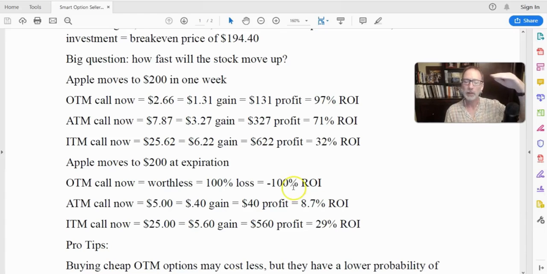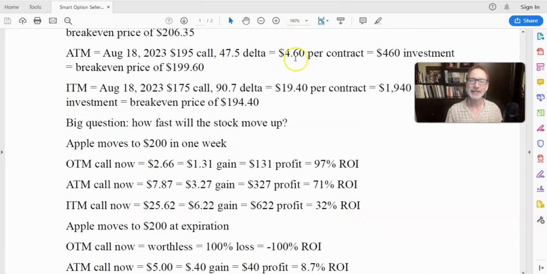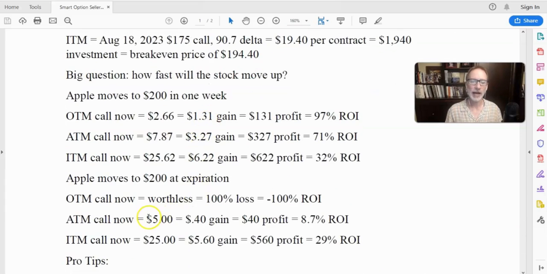You lose all your money when you bought the out-of-the-money call because Apple didn't get up to your break-even in enough time. The at-the-money call will now be worth $5 at expiration. So Apple's at $200 now. You bought the 195 call, so that's a $5 intrinsic value for the option, so it's worth $5 at expiration. But you paid $4.60 to buy that option. It's now worth $5, so you only made a 40-cent gain, which is $40, which is an 8.7% return on investment. So the out-of-the-money and at-the-money calls really haven't done much for you, because it took Apple so long to get to that level.